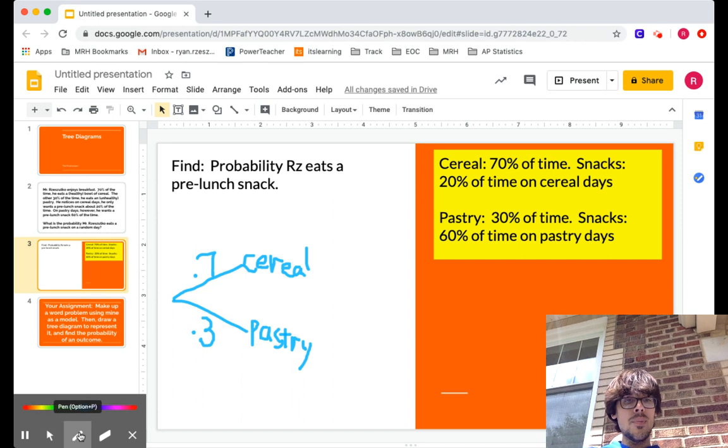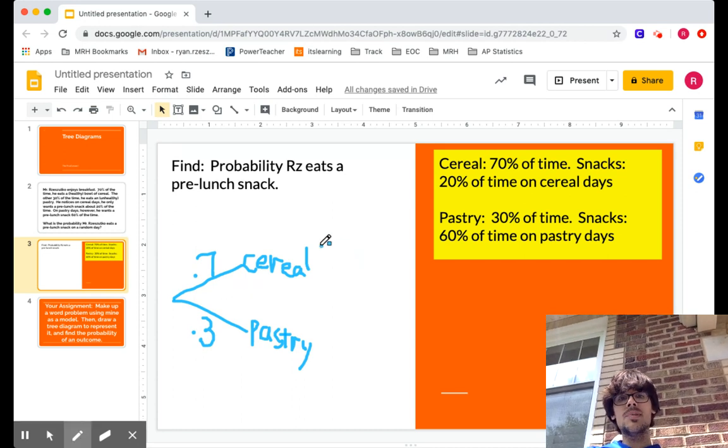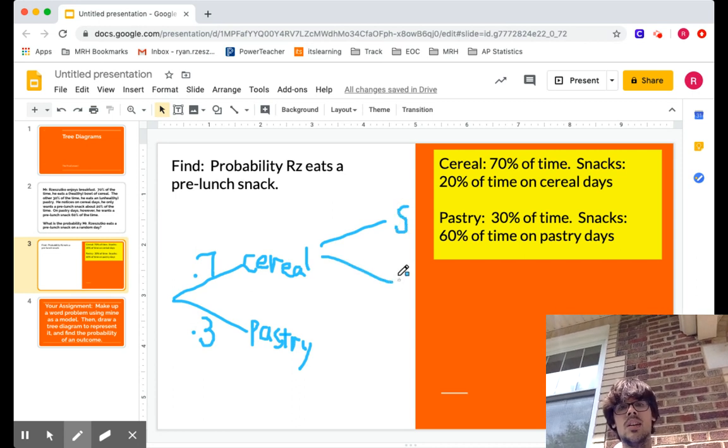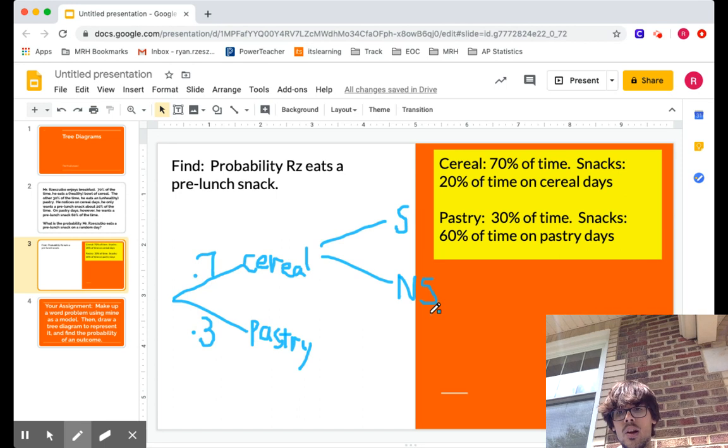So after I make my decision on cereal or pastry, I'm still either going to decide to have a snack or not have a snack. Even if I have cereal, I might still end up having a snack afterwards. So I'm going to go snack, and I'm going to go no snack. So if I have cereal, I can have a snack or I cannot.